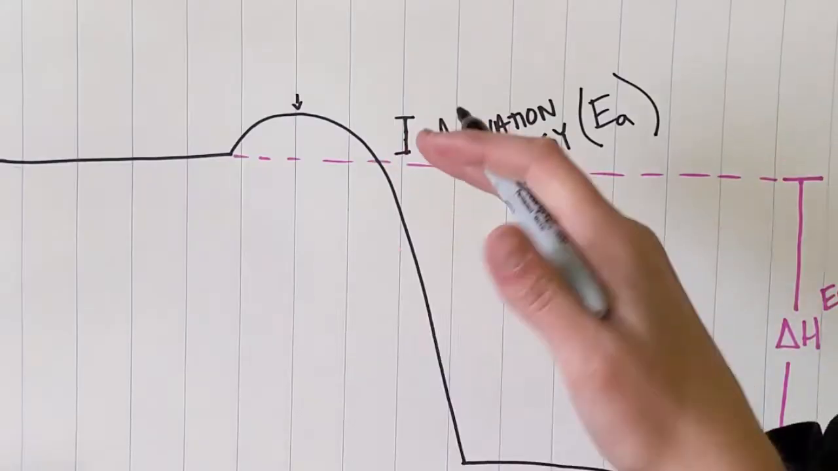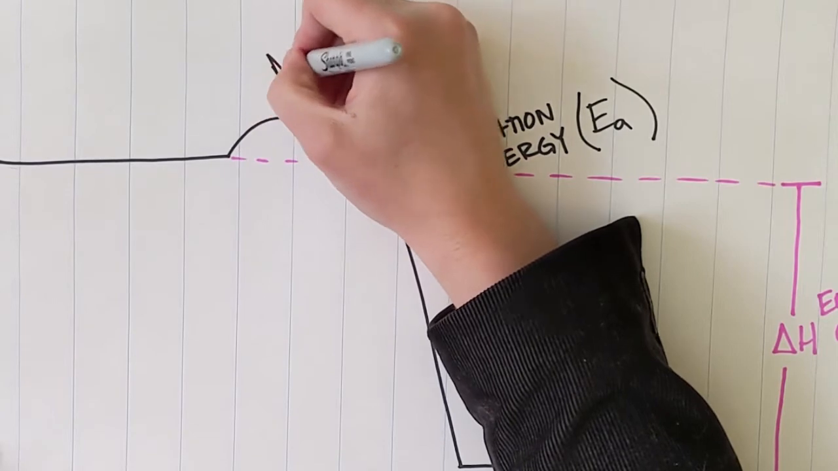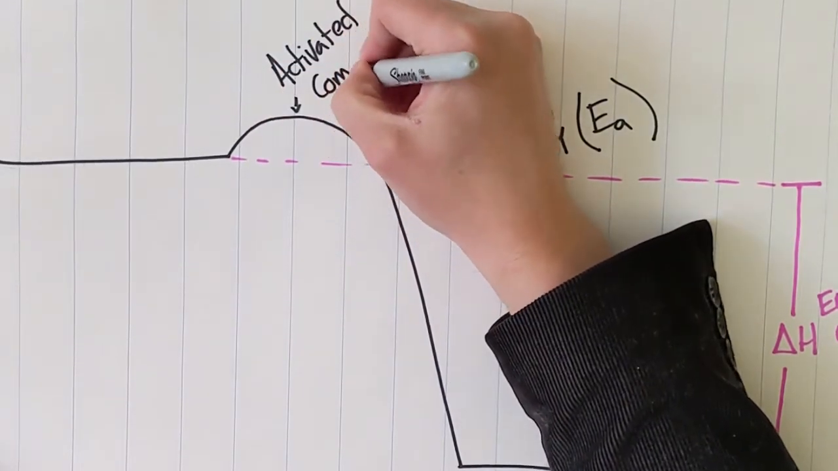At the very peak here, you'll find what we call the activated complex. Another name for the activated complex would be a reaction intermediate. It's a molecule that forms temporarily in the middle of a reaction that is going to be a transition intermediate between the reactant and the product.